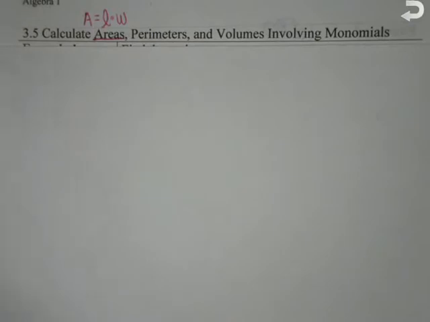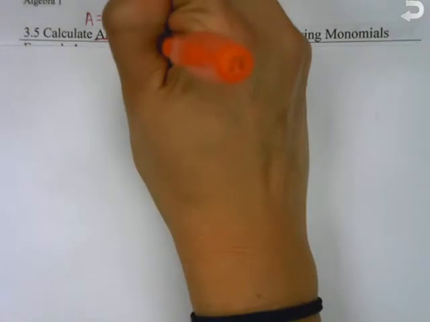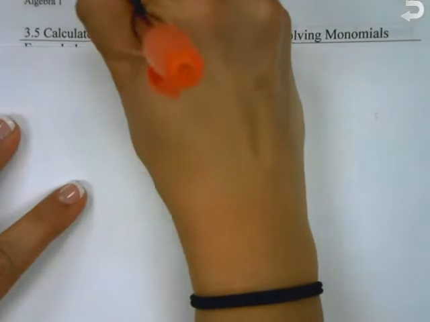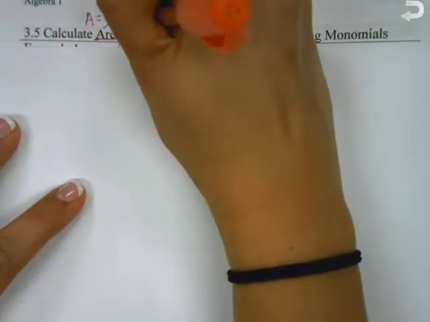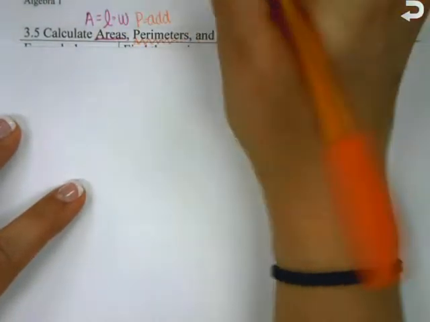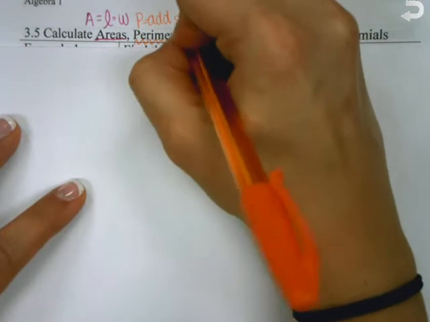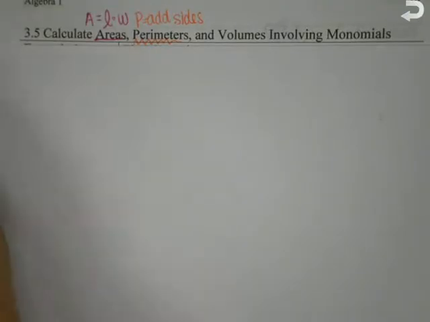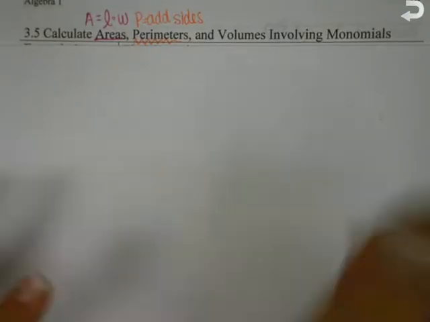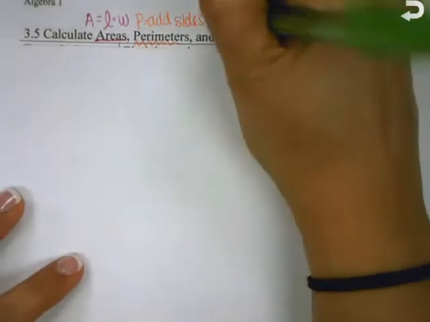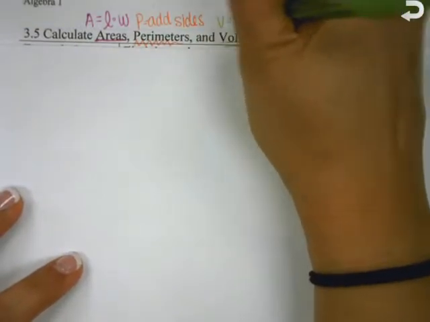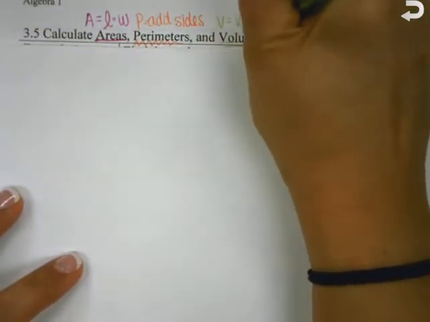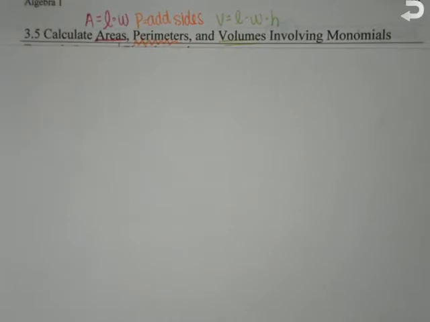When I ask you to find the perimeter, what are you doing? Add the sides. So let's do add sides. Okay, and then what is the formula for volume? Perfect. Length times width times height. So we are going to be using all three of those formulas in our examples.